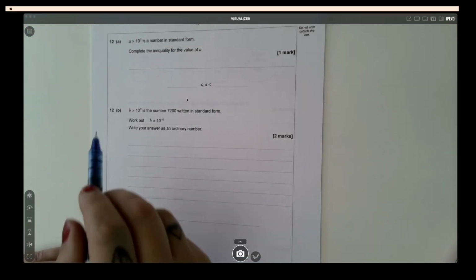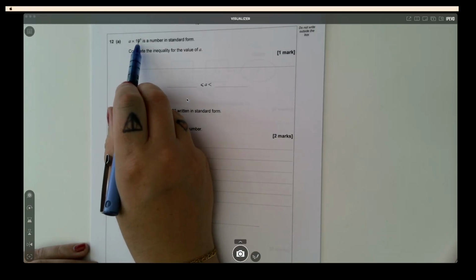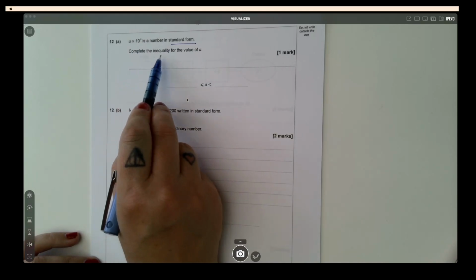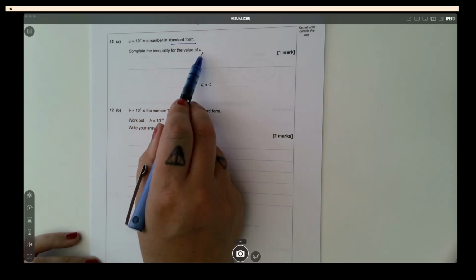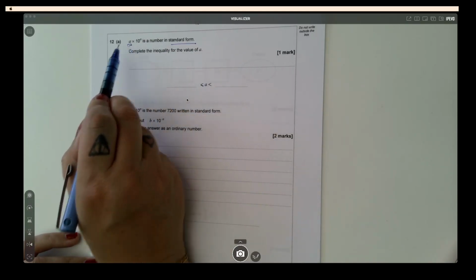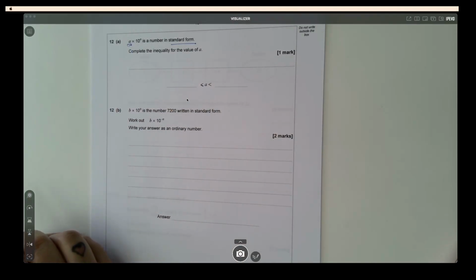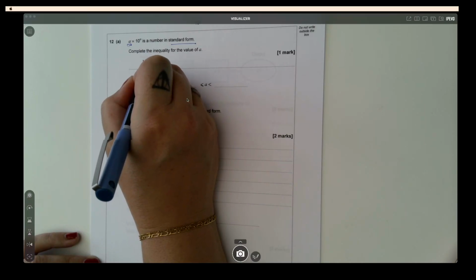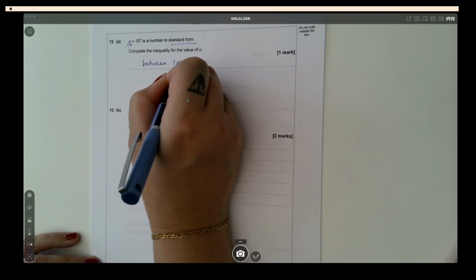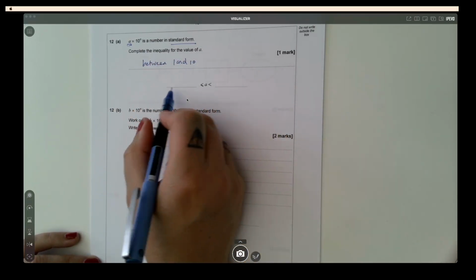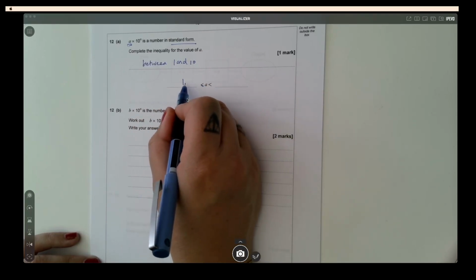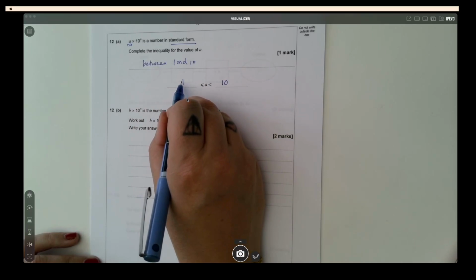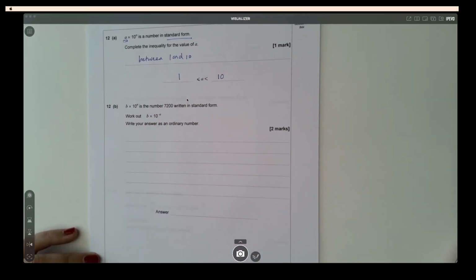Question 12A. A multiplied by 10 to the power of n is a number in standard form. Complete the inequality for the value of A. So that's the value of this number here. What we need to remember is that the first part of a number in standard form has to be between 1 and 10. It can include the number 1, but it can't include the number 10. It's got to be between 1 and 10.